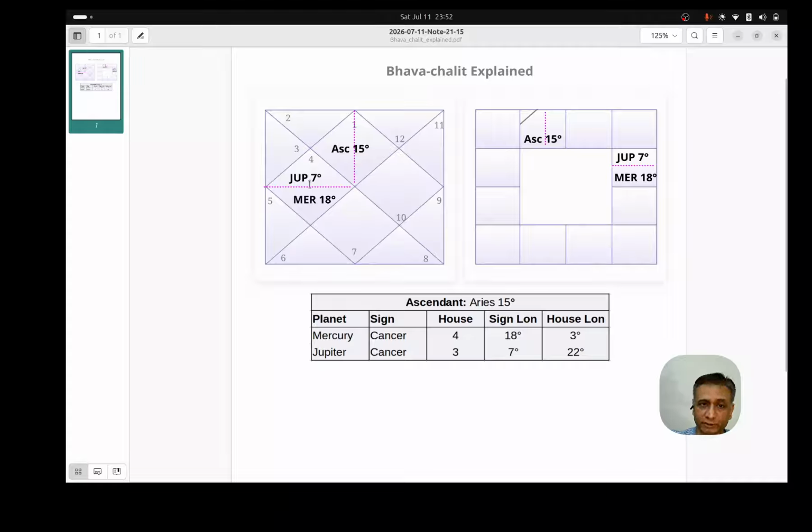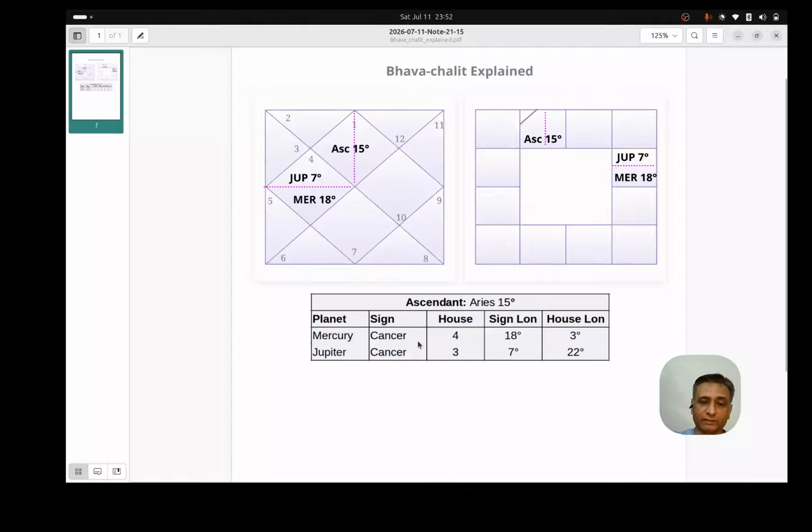So let's take these two planets which are here. If Jupiter is at 7 degrees, which is obviously lesser than 15 degrees, you can see it's on the other side of the boundary. It's on the third house side of the boundary. It's very much in Cancer, but it goes to the third house. So only if it crosses 15 degrees, which is what this magenta line represents in every sign if I drew that, then any planet that crosses the 15 degree mark, in this case Mercury, would be in the fourth house. So you see here, Mercury and Jupiter, they both are in Cancer.